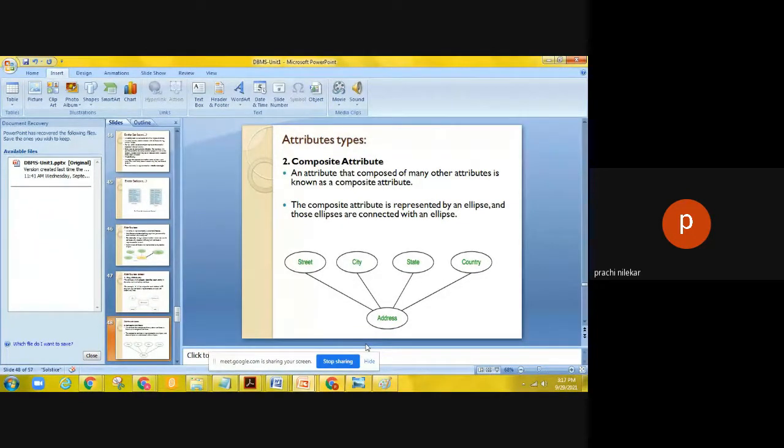Are you clear with the concept? Here, address is one of the attributes of the entity, and the sub attributes or composite attributes of the address are the street, city, state, country, which are connected to our main attribute with lines. First, we saw the key attributes. The next type of attributes is the composite attributes. Just note down these points. Draw the diagram.